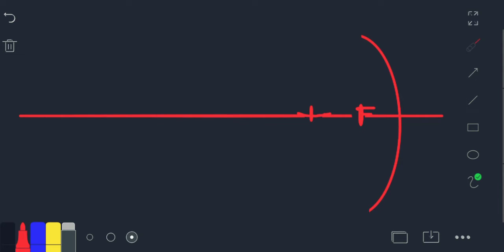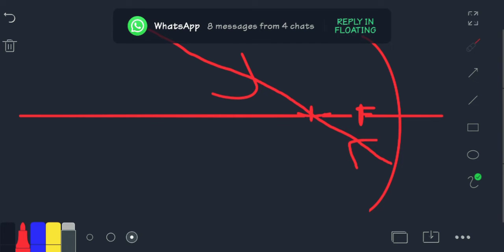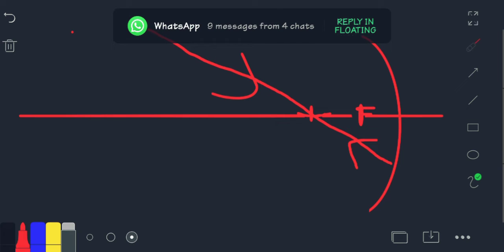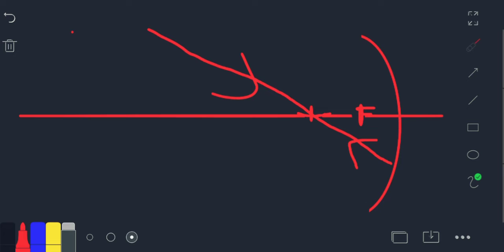So our incident ray will pass through the center of curvature. This is our incident ray, and the reflected ray will go back in the same direction. Note down the rule: if an incident ray passes through the center of curvature of the mirror, the reflected ray traces the same path back. This rule is not used in the 6 ray diagrams. The main rules are the two rules. I hope you have written it. This is our third rule.